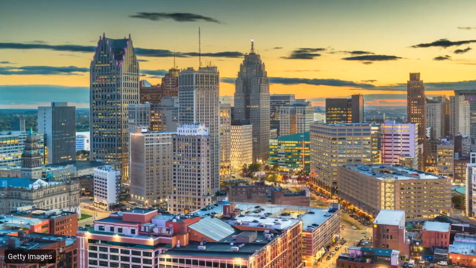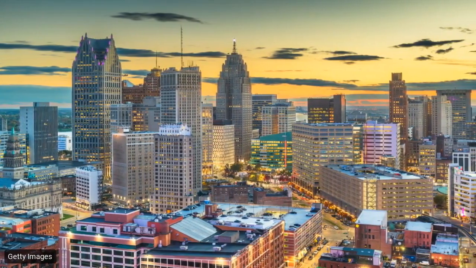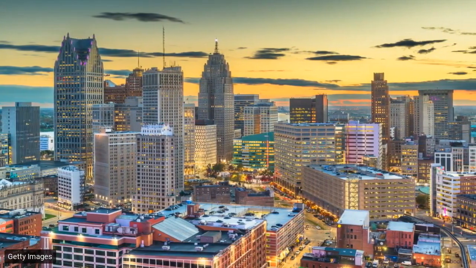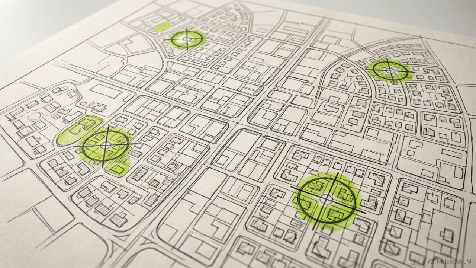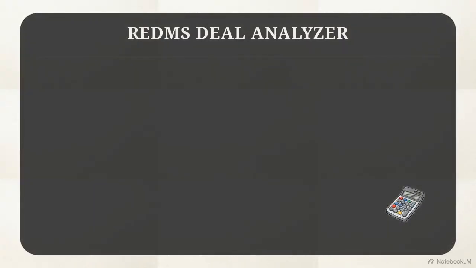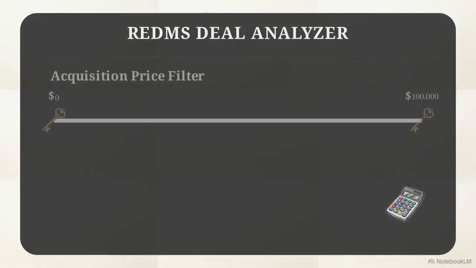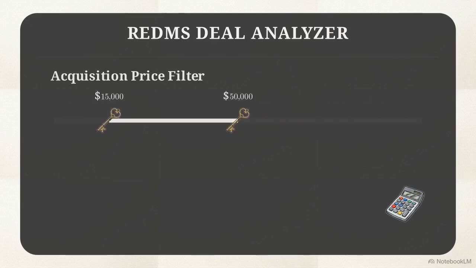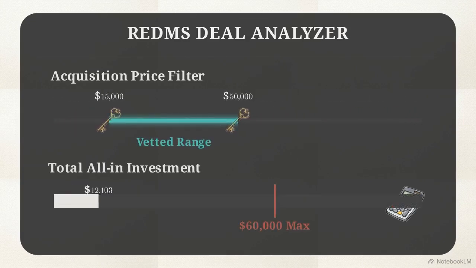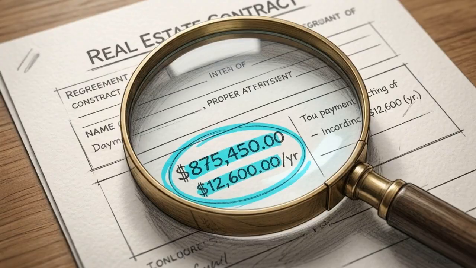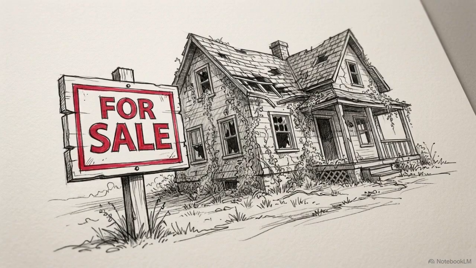The Detroit affordable housing market is an excellent example of using data-driven targets. The BNIC network focuses specifically on this city because the entry points enable strong, repeatable returns. This mock-up of the Redmond's Deal Analyzer shows exactly what they look for. They target an acquisition price between $15,000 and $50,000, aiming to keep the total all-in investment under $60,000 per property. You have to stick to your specific numbers. Buying a property simply because the purchase price is low is a mistake if it doesn't align with your revenue model.